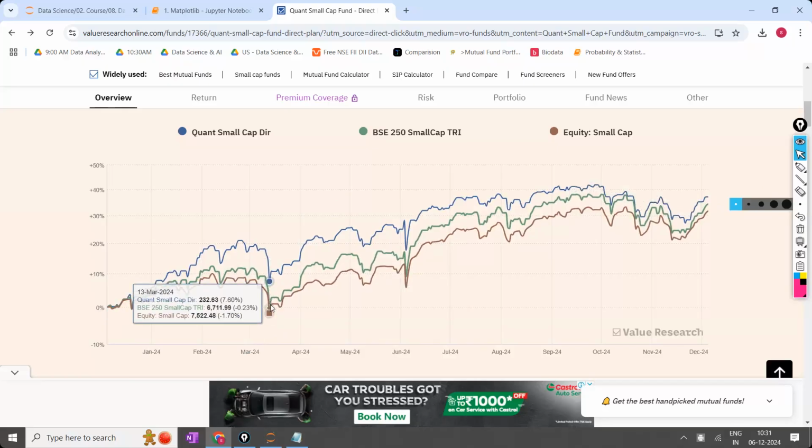See, for example, let's take this particular date. What is the blue value? Write it in the notes. In the box, inside the small white box, you can see 13 March 2024. Below this, the Quant Small Cap value is 232.63.